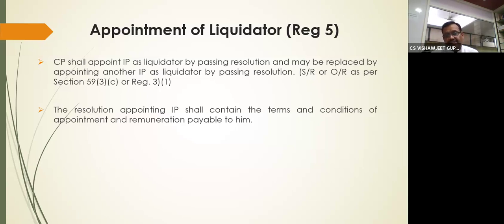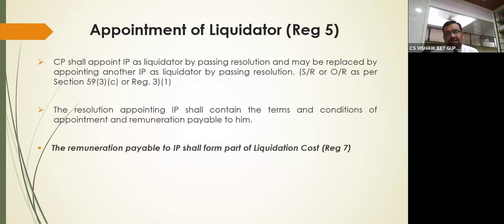The resolution appointing the IP shall contain the terms and conditions of the appointment. So it must be written in the resolution, the terms and conditions of the appointment and the remuneration payable to him. The remuneration payable to the IP shall form part of the liquidation cost. So whatever remuneration is payable to the liquidator is part of the liquidation cost and shall be paid first as per Section 53 of IBC.